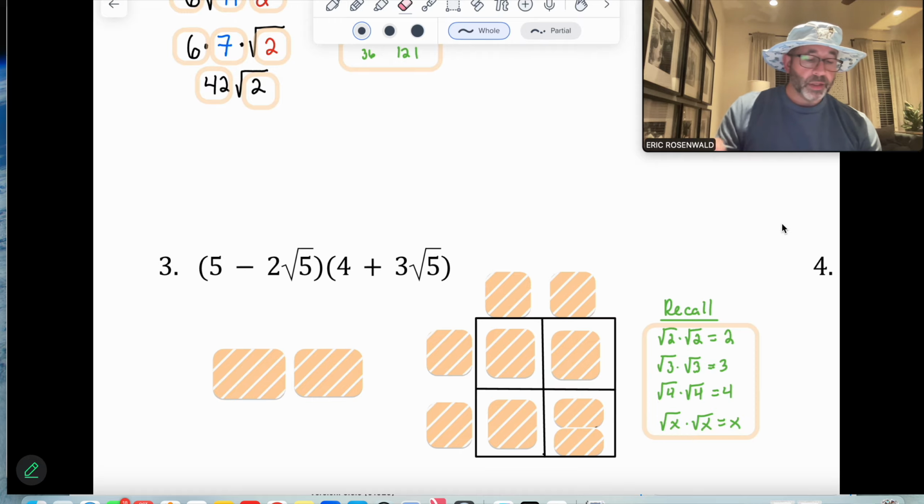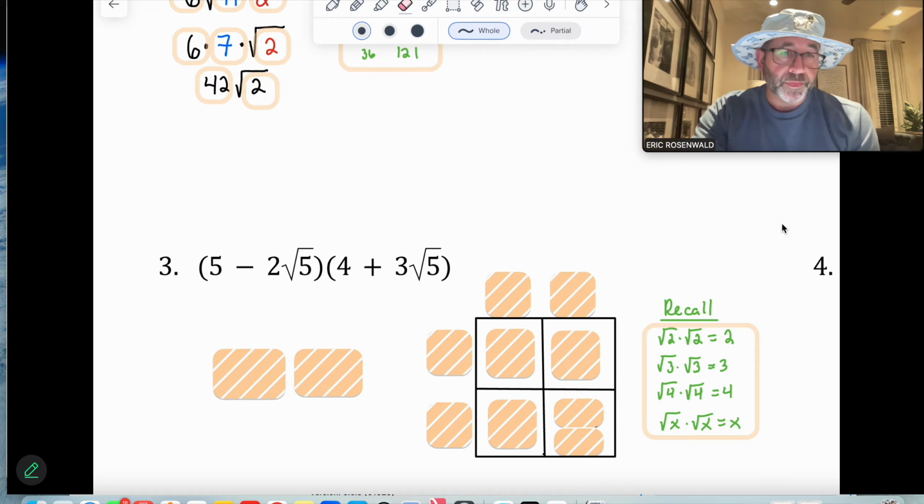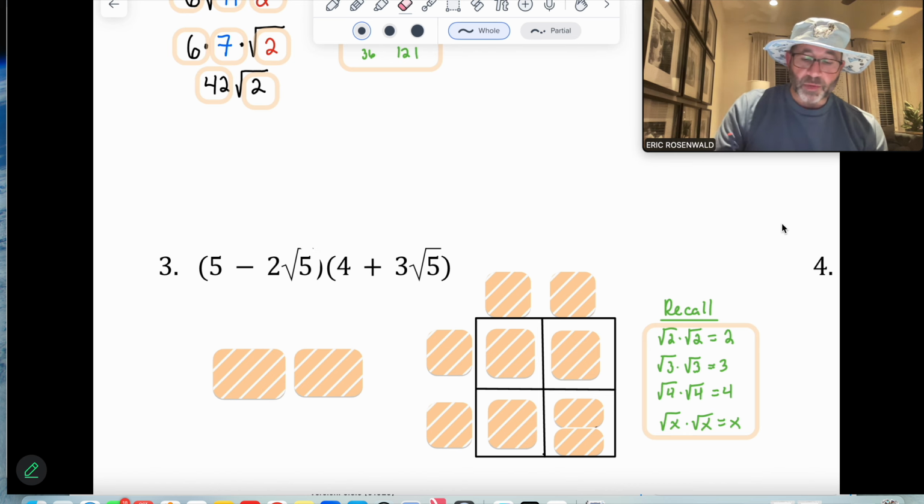So recall, again, that when we're doing these, square root of 2 times square root of 2 is equal to 2. Root 3 times root 3 is just 3. Root 4 times root 4 is just 4. And root x times root x is just x. So whatever you have multiplied by itself just equals the number that we had.